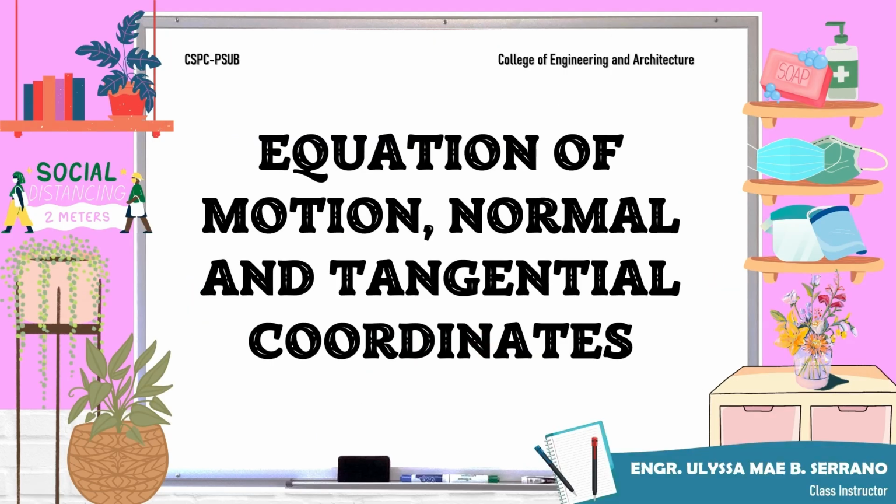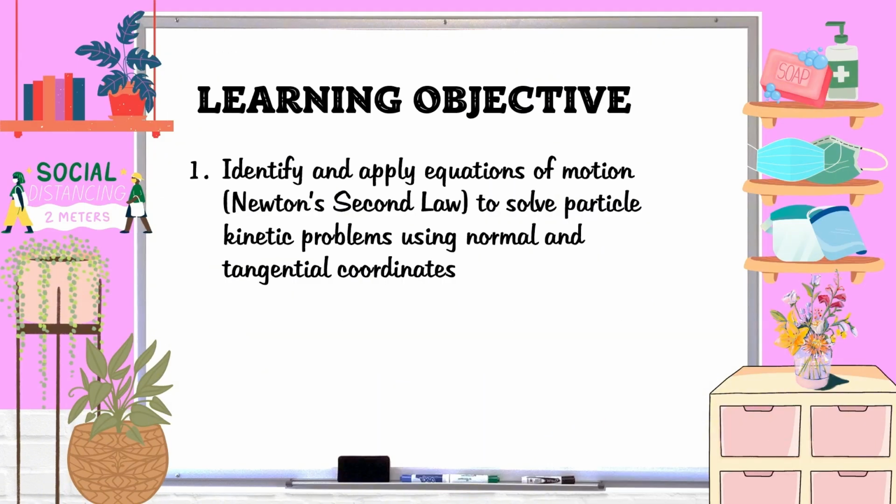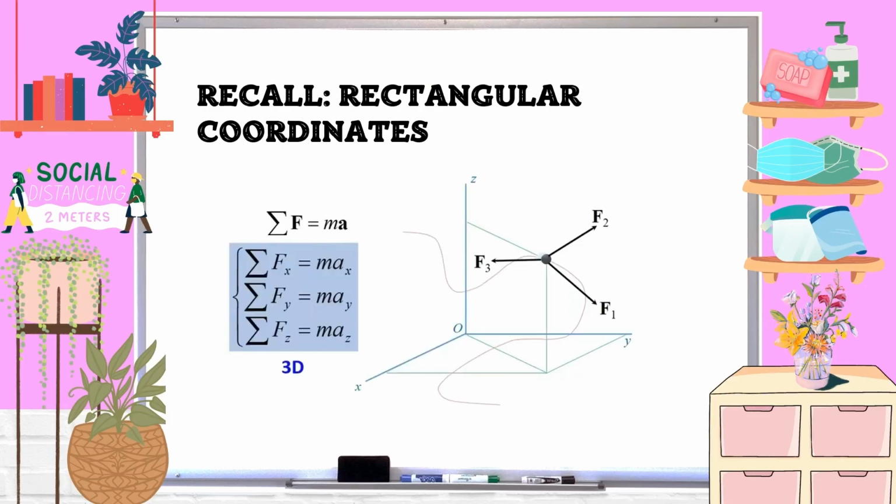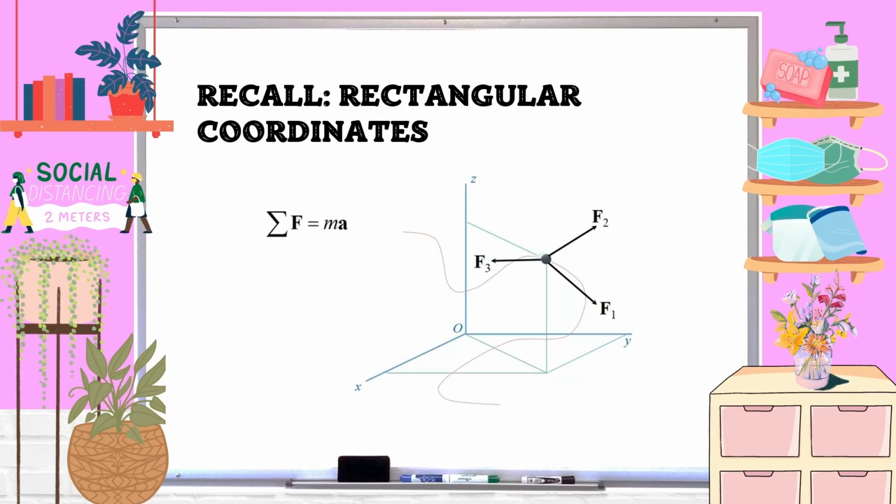In continuation with the equation of motion, we will now discuss normal and tangential coordinates. The learning objectives are to identify and apply the equation of motion, and solve particle kinetic problems using normal and tangential coordinates. Before we discuss the normal and tangential coordinate system, please always be familiar with our rectangular coordinate system. And please take note, the normal and tangential coordinate system is used if our object moves in either 2 dimensions or 3 dimensions, since the normal and tangential axes are always fixed on the particle. So if the particle moves, so do the axes.